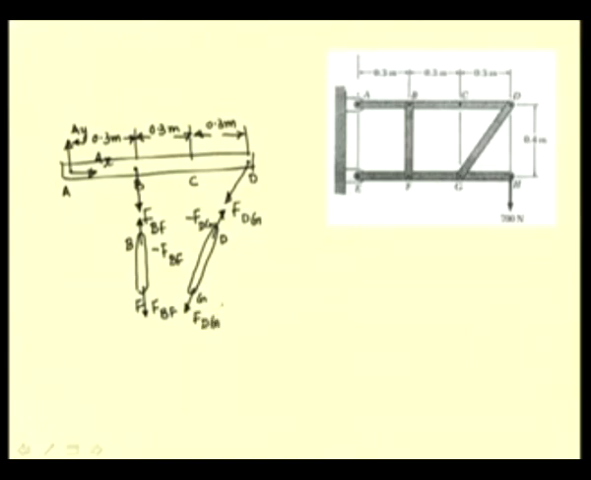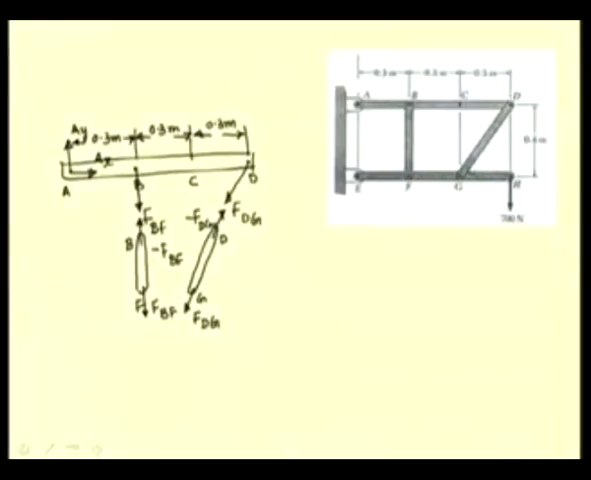So, all these forces have known direction but unknown magnitude, because they are the forces acting on a two force member, and these forces are along the member BF and DG.